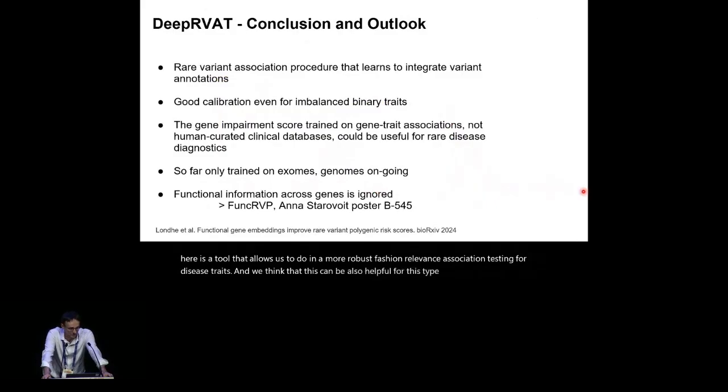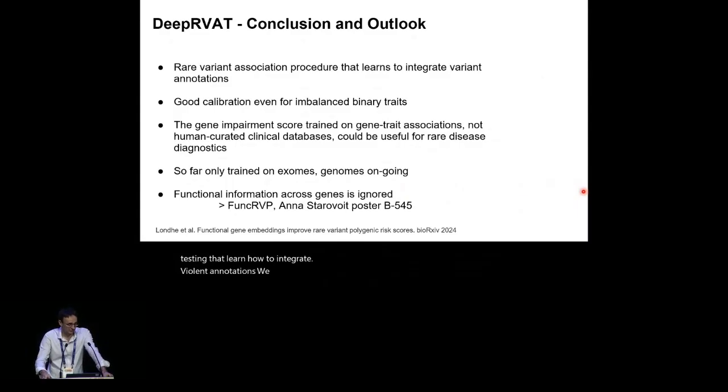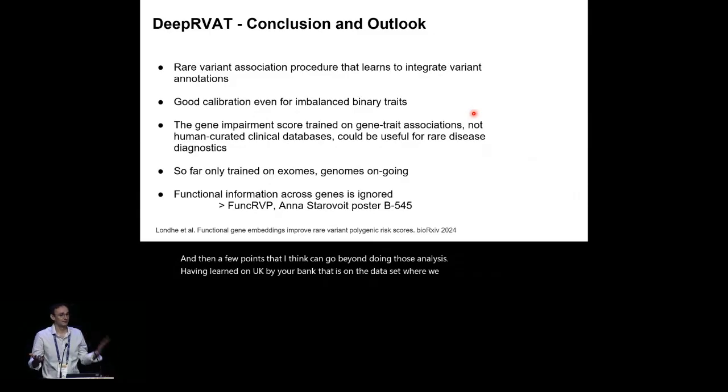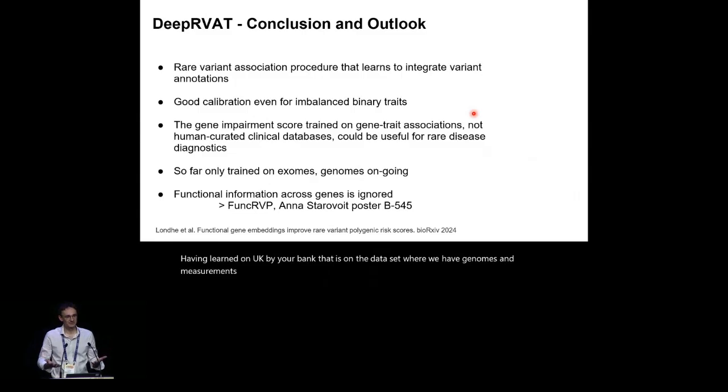So in conclusion, with DeepHarvard, we have established a procedure for rare variant association testing that learns how to integrate variant annotations. We found that the approach has a good calibration, even for imbalanced binary traits. And then a few points that I think can go beyond doing those analyses. Having learned on UK Biobank, that is on the data set where we have genomes and measurement, we can learn an impairment score which is free of human annotations. And that makes a difference.